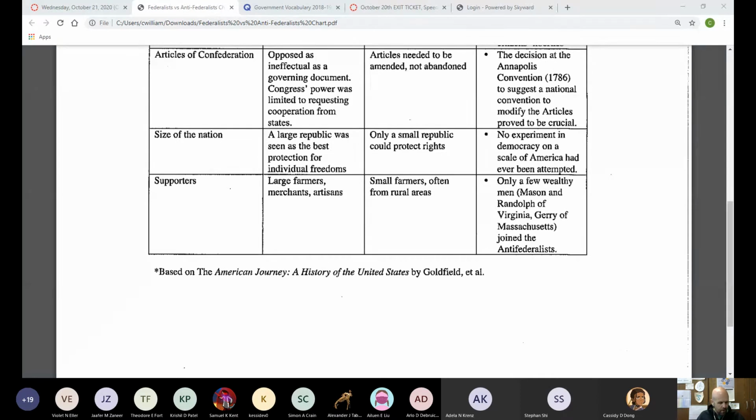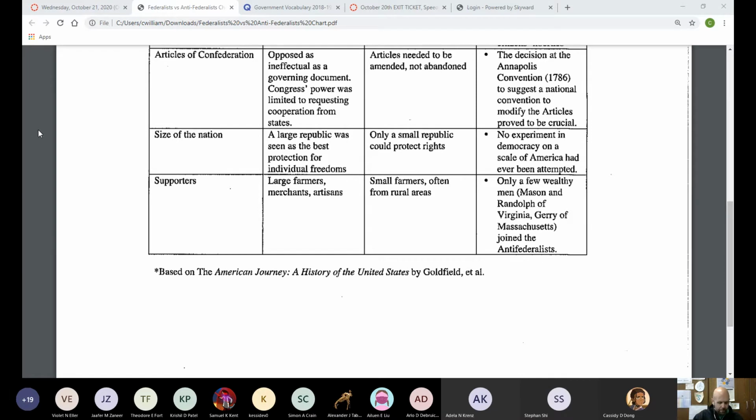Okay. And so a large republic in itself was also the best way to protect the rights of individual citizens, because he says it's ineffective to try to do that under the Articles of Confederation because it's been proven to be unsuccessful and states don't have the ability to do it.